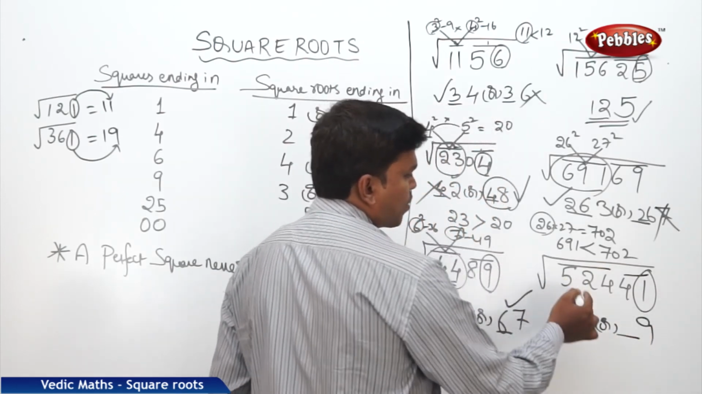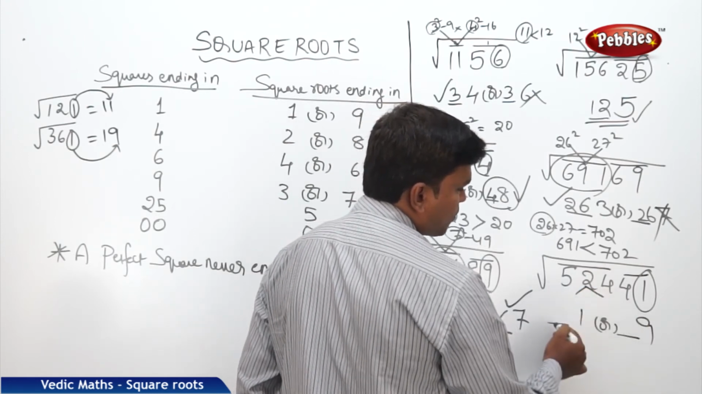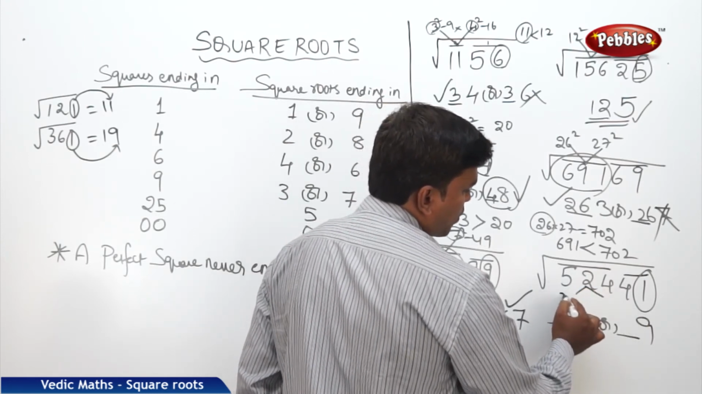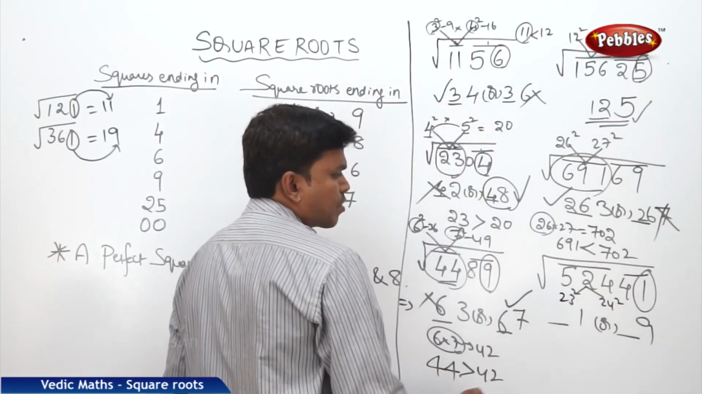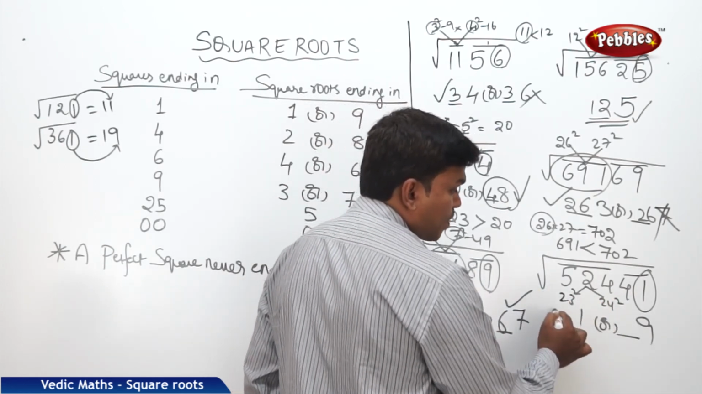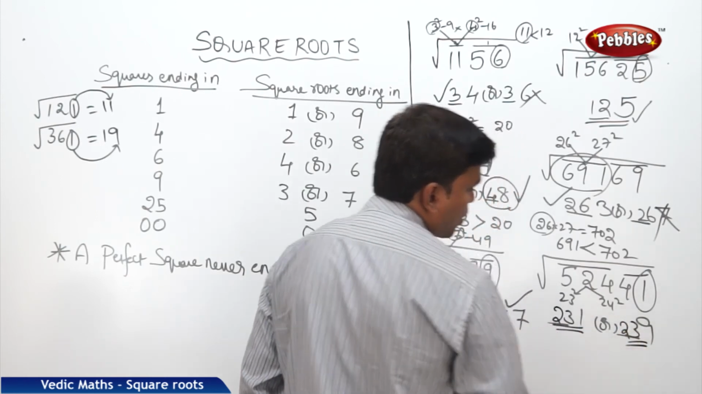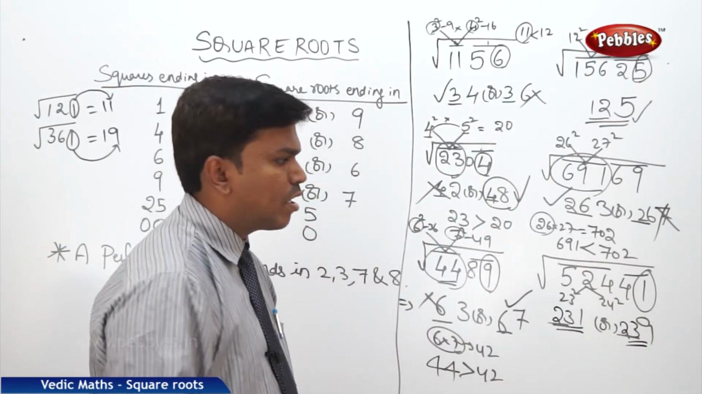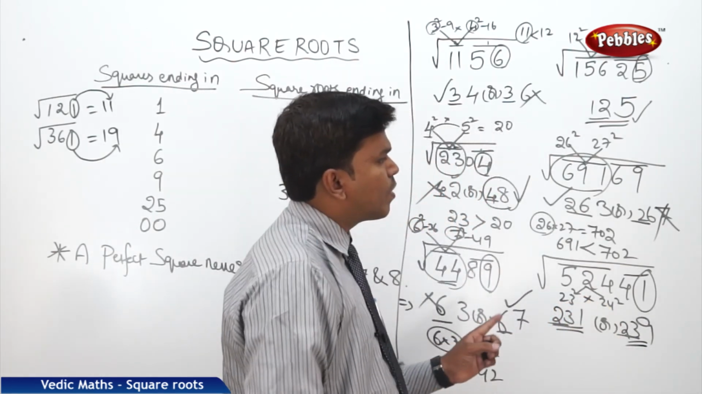Now 524. 524 comes between which squares? Between 23 square and 24 square. Yes or no? So 23 and 24. Now, the left blank is always filled with 23. So my answer is 231 or 239. How to find out which is the right answer? So just go for the product of 23 and 24.